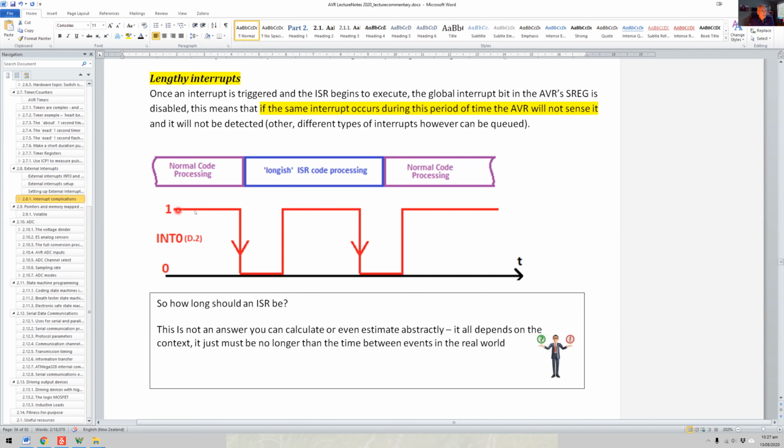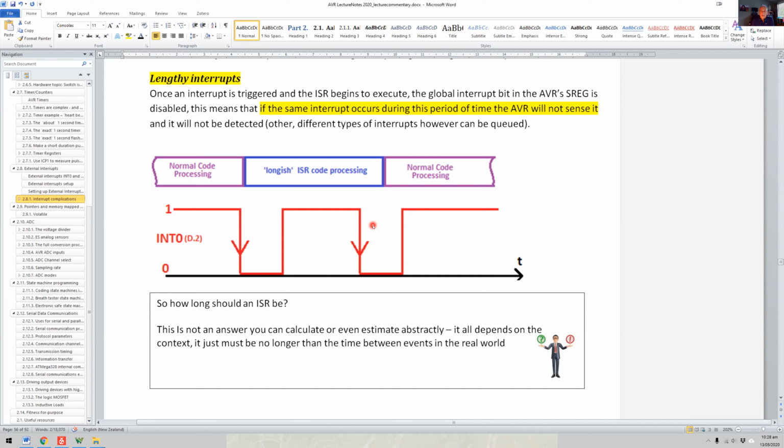Our interrupt occurs, our pin goes low, this triggers our code, which operates, and then during that time, the pin might go high again, and then might go low again. At this point, the interrupt will not be triggered. There's a reason for that: the interrupts on the AVRs are not re-entrant. That means that you cannot re-enter the code while it is running. It blocks that interrupt from occurring.